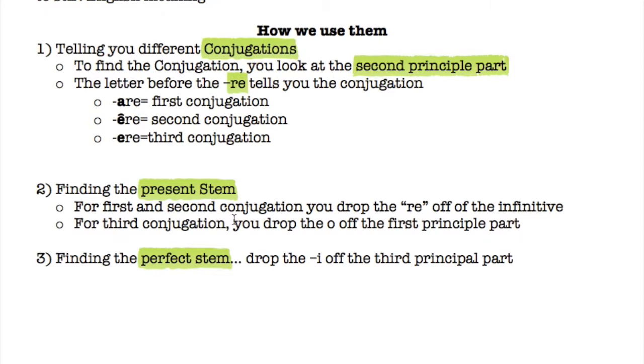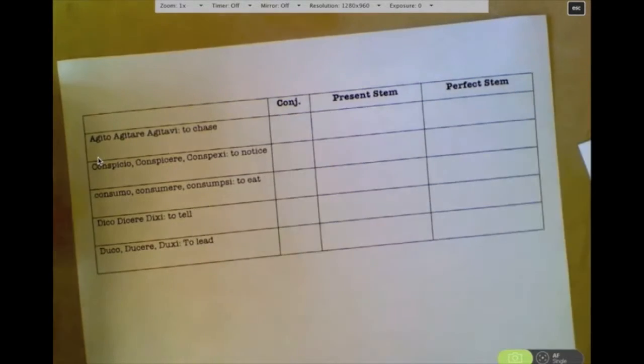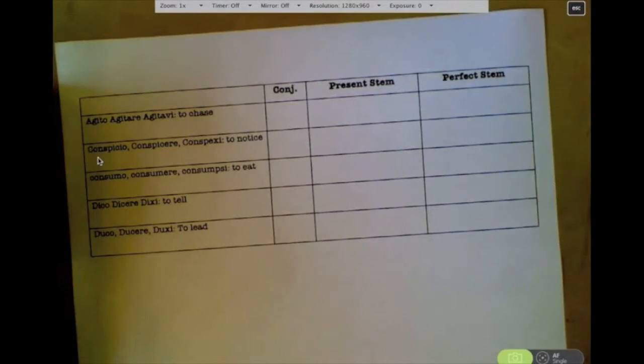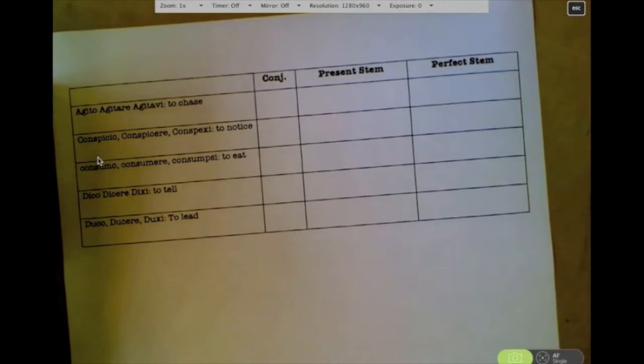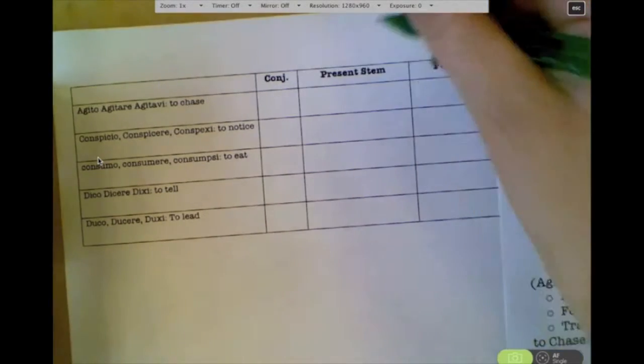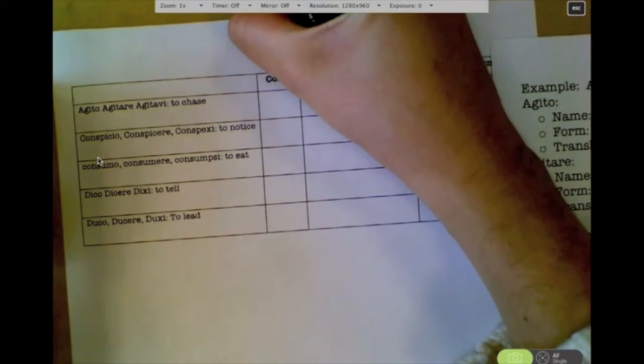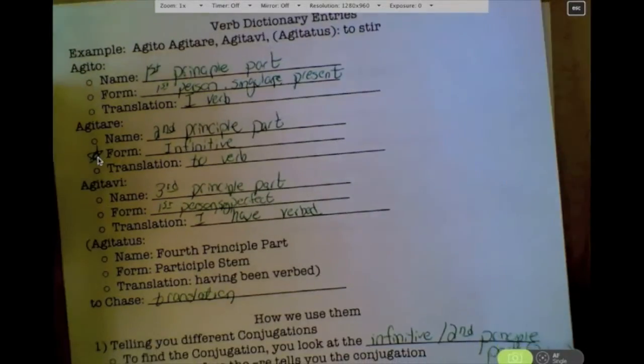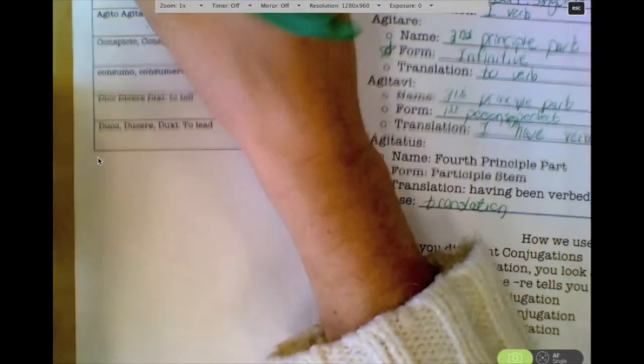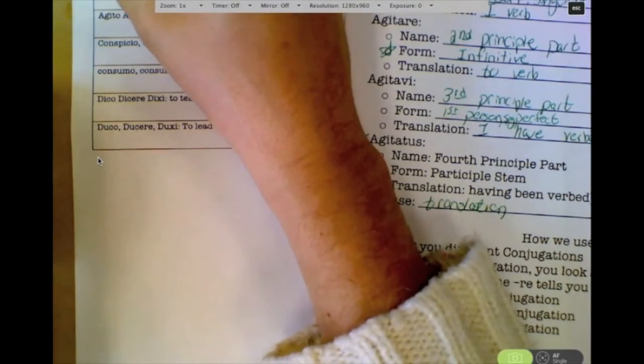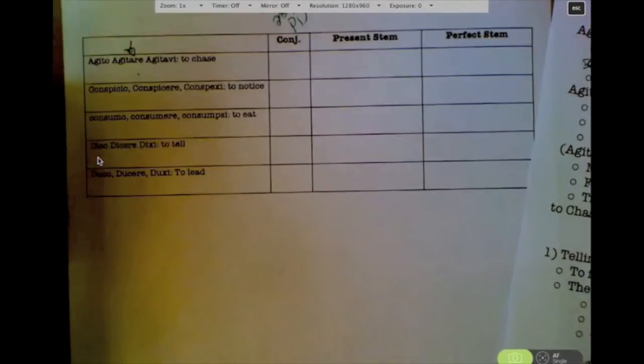Okay, on to the back. Just FYI, conj means conjugation. So as you can see, this first word is actually the word we have on the front of our page. I can look and I know the conjugation, because it ends with an ARE, I'm going to look at the second principal part, and the second principal part is ARE, so it is a first conjugation word.